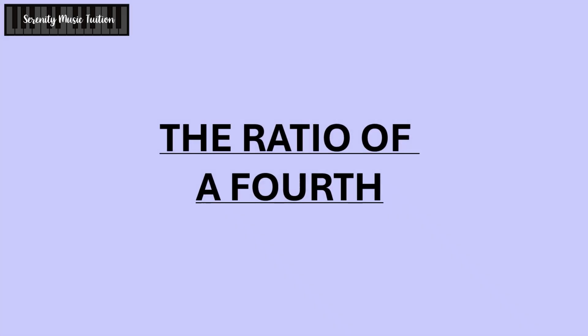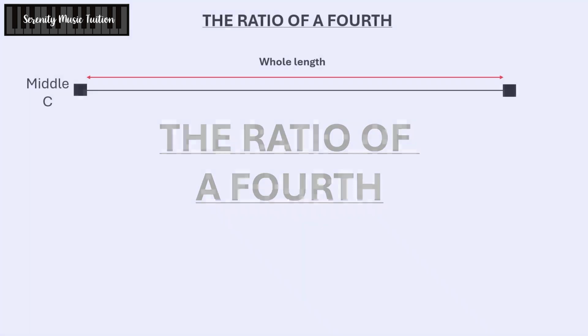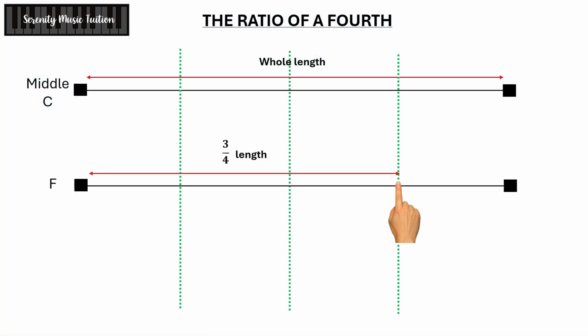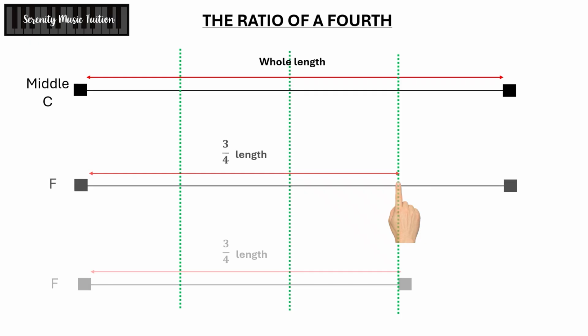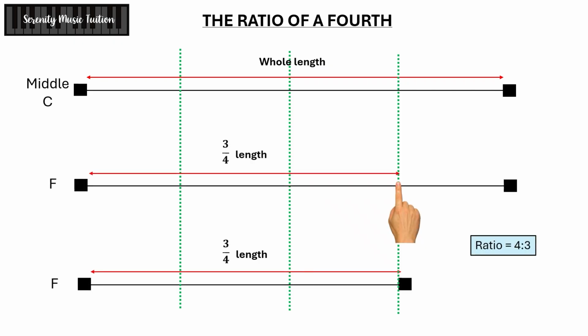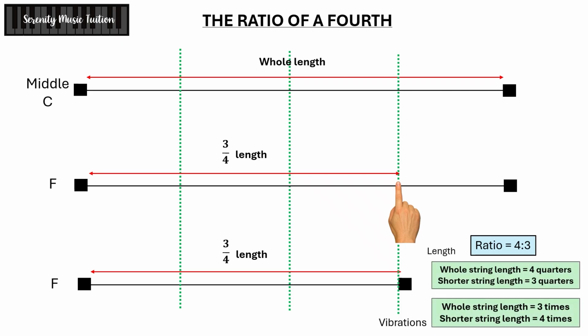And now let's look at the ratio of a fourth. Pythagoras started with a string tuned to middle C. He realised that if he stopped the string at 3/4 of the length, the resulting note would be F, a fourth above middle C. This would be the same as cutting the string to 3/4 of the length. The resulting ratio is 4:3. The whole string measures 4/4 and the shorter string measures 3/4. Therefore, the ratio of the whole string to the shorter string is 4:3. The frequency vibrations are inversely proportional to the length.